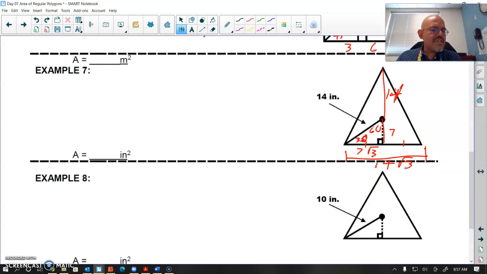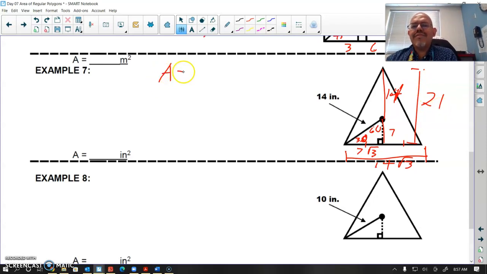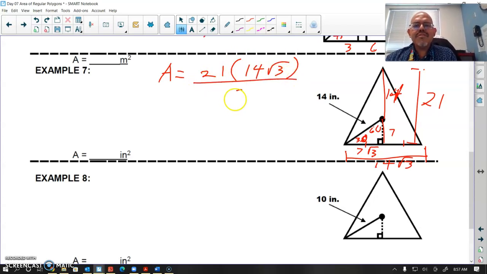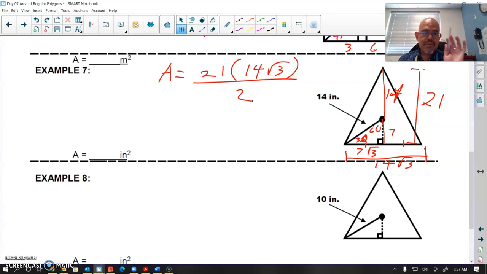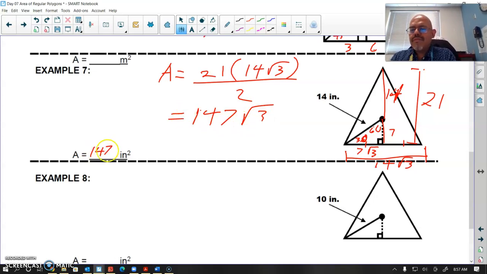So, I'm going to treat this like a triangle. The height right here happens to be 14 plus 7, which is 21. Area of this triangle is 21 times the base, which is 14 square root 3, divided by 2. So 21 times 14 square root 3 divided by 2. Actually, don't multiply by the square root of 3. Leave that out. That's going to be 147 times the square root of 3. And that's your area.